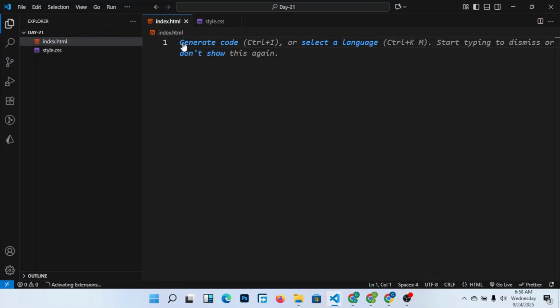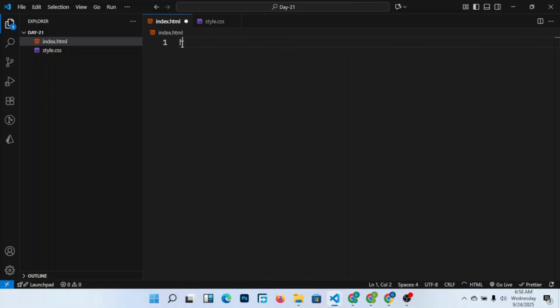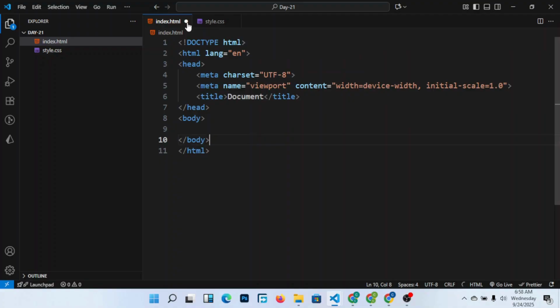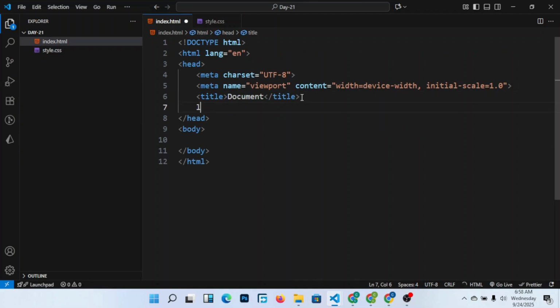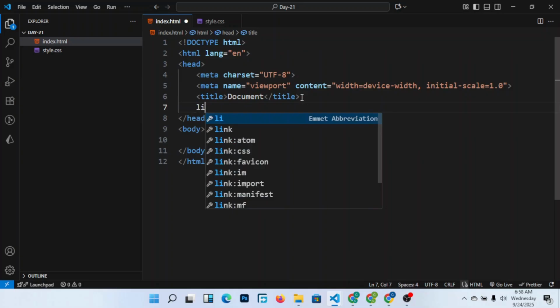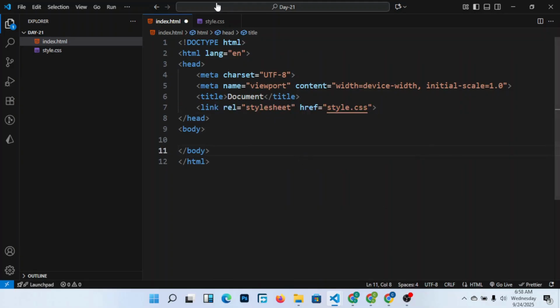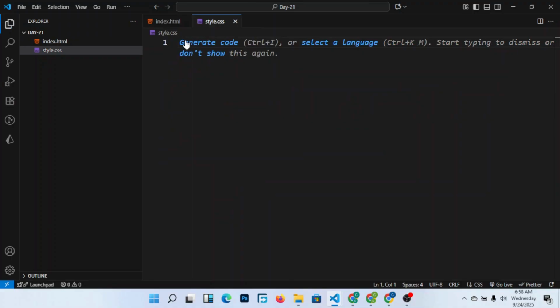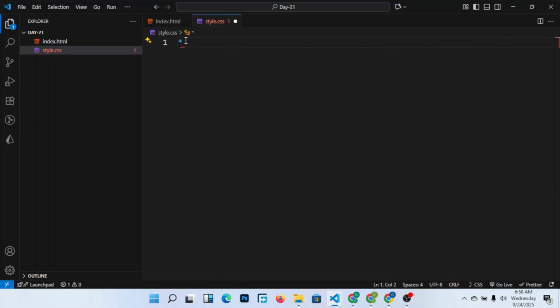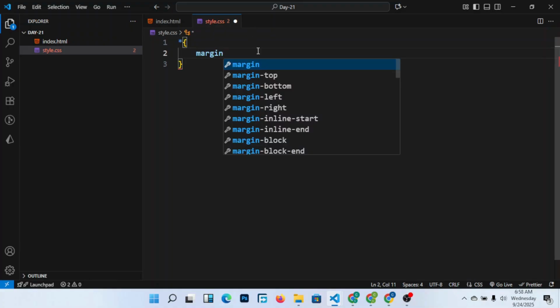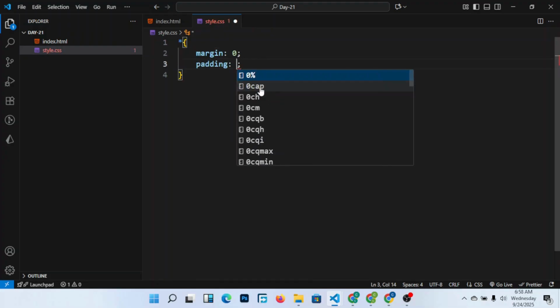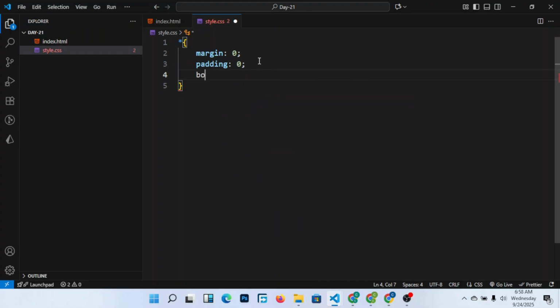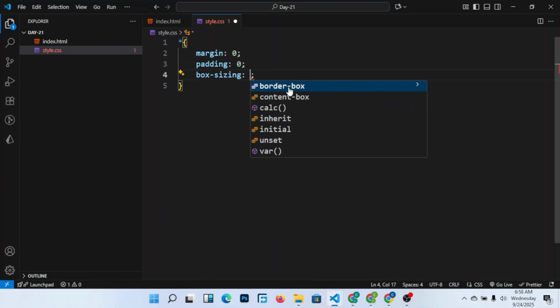Okay, I'm going to come here. The image is there automatically. I'm going to link here the CSS. I say link CSS. I link the CSS there. I say browser reset. I say margin 0. I say padding 0. Come here. I say box sizing border box.